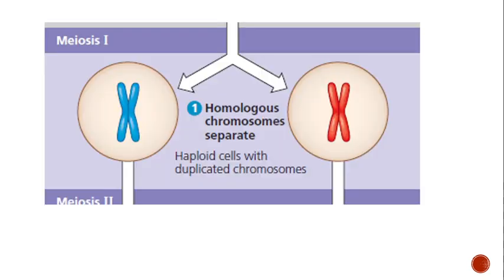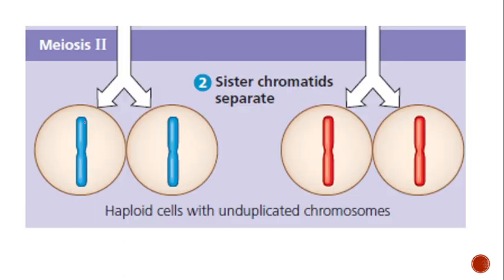So after they replicate, they will undergo meiosis. Those replicated chromosomes are homologous chromosomes, and they are separated. Let's say for example the blue one is from your father, and the red one is from your mother. They will separate into different cells. Now, those cells by the end of meiosis 1 are haploid, but we're having duplicated chromosomes, and those duplicated chromosomes are now in each cell.